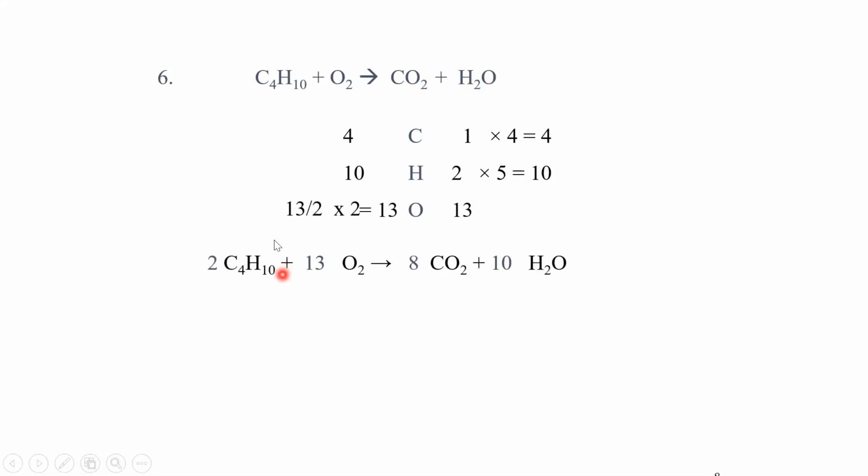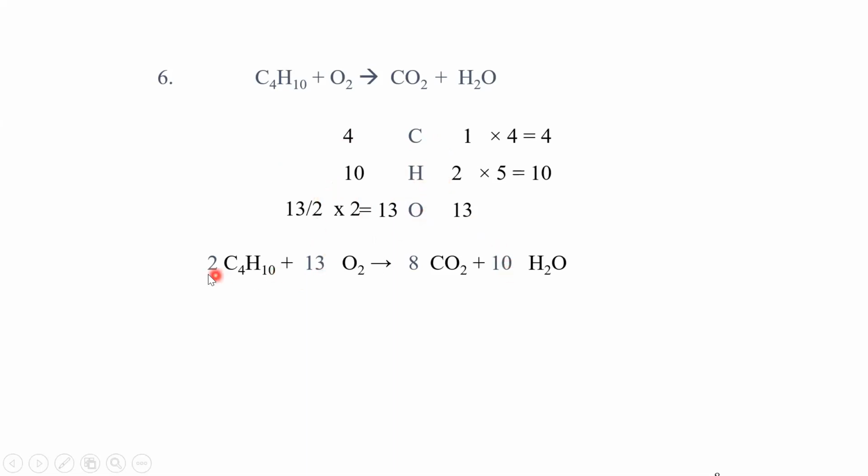Now, I don't like the way this is written, but we're going to need to multiply everything by 2. When we do that, that'll give us 2, 13, 8, 10. Okay, now why did we do that? Because we've got 13 oxygens on the product side. We need 13 oxygens on the reactant side. So we're going to have to multiply the carbon by 2, multiply the hydrogen by 2, and then the oxygens will be balanced.